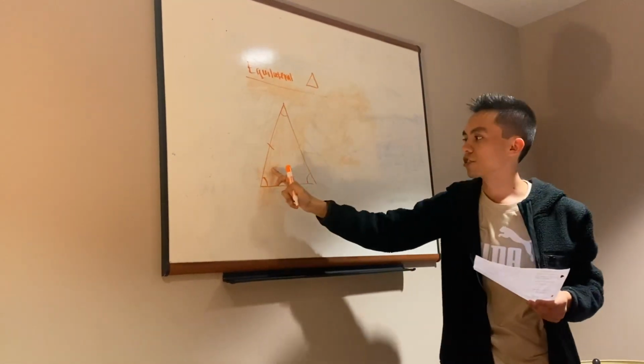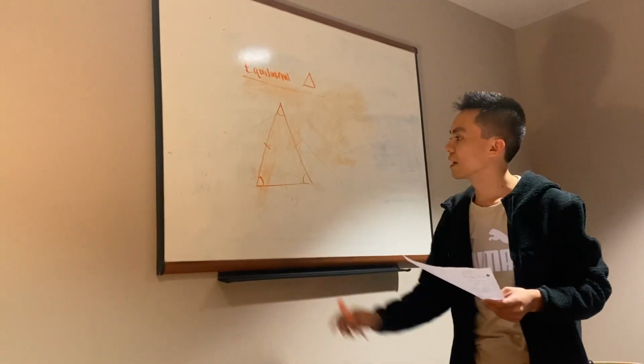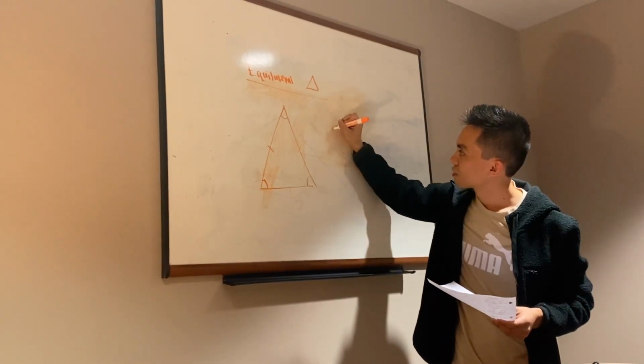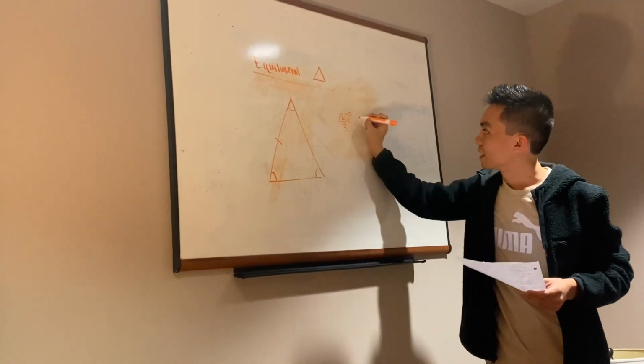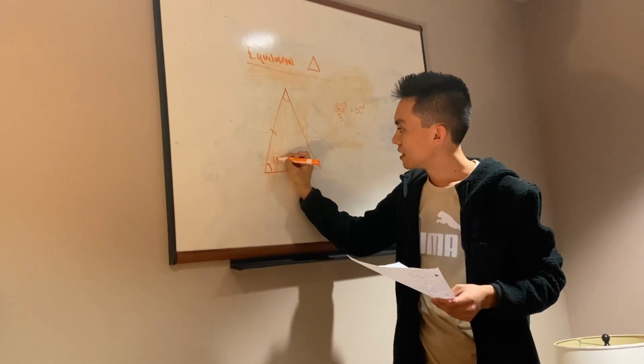So this is an equilateral triangle, just 3 sides all congruent to each other and 3 angles all congruent to each other. And we know that a triangle has 180 degrees total. So if we divide that by 3, then we get 60. So all of these angles will be 60 degrees.